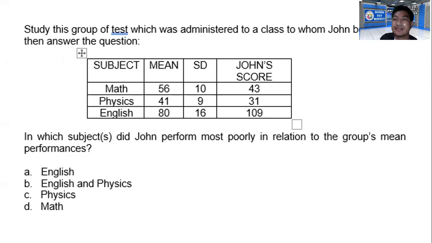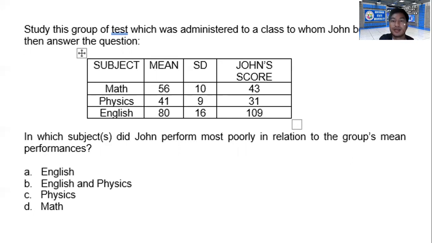So we know that z-score is the score minus the mean divided by the standard deviation. So for mathematics, you have 43 minus 56. So that's negative 13 divided by the standard deviation, which is 10. So that's negative 1.3. Correct? So take note, our math is negative 1.3, our z-score. For physics, you have 31 minus 41, that is negative 10, divided by 9. I think that's negative 1 point something. So that's negative 1.1 something. So take note, for mathematics is negative 1.3. For physics is negative 1.1.